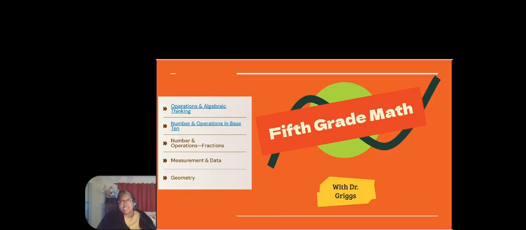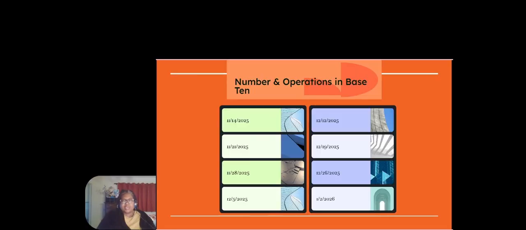We'll be looking at our next overall objectives, which are number and operations in base 10. For this one, we will have 8 different objectives on there. So let's look at our objective for today.